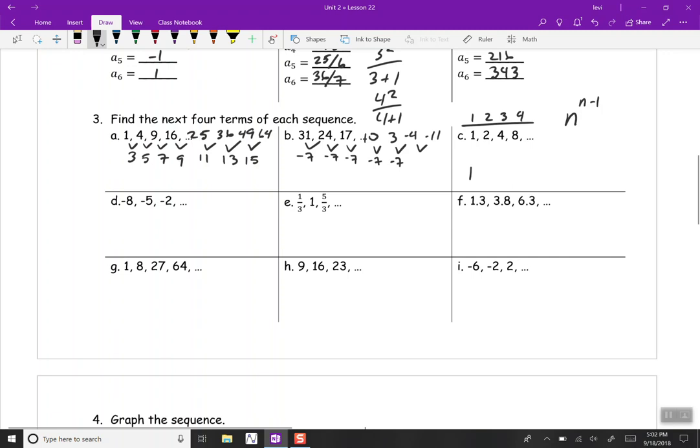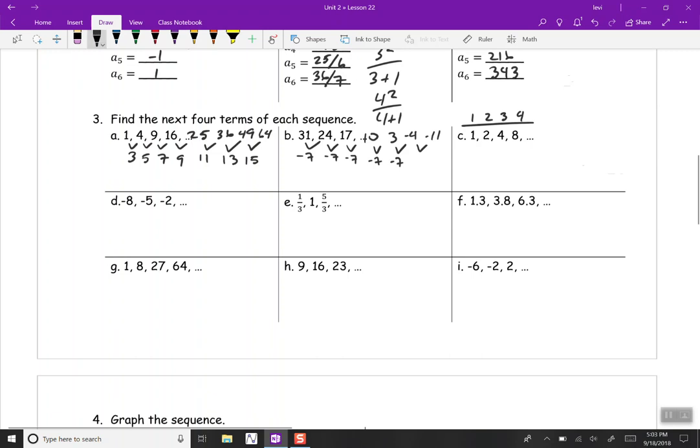So the first one would be 1 to the 1 minus 1 power, so that's 1 to the 0 power, which equals 1, so that's right. The second one would be 2 to the 2 minus 1 power, which would be 2 to the first, which equals 2, so that's right. The third one would be 3 to the 3 minus 1 power, which is 3 squared. Oh no, that gives us the first 2, but then that one should be a 9 here. So what are we doing here? How can I do this?